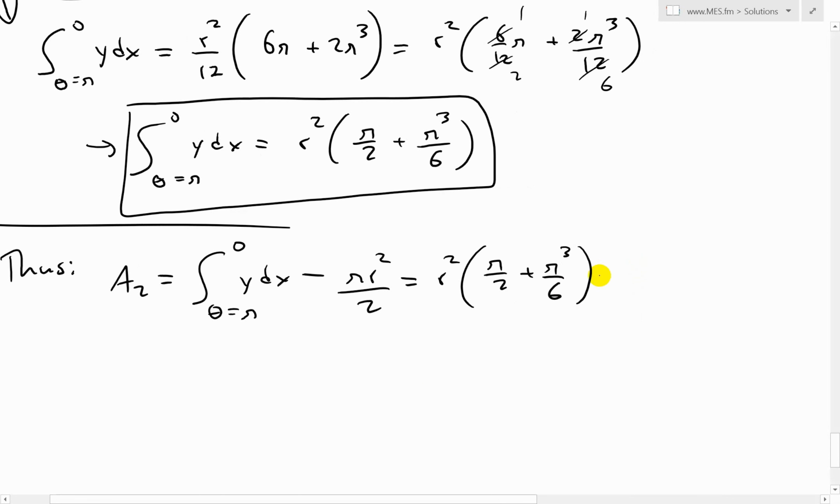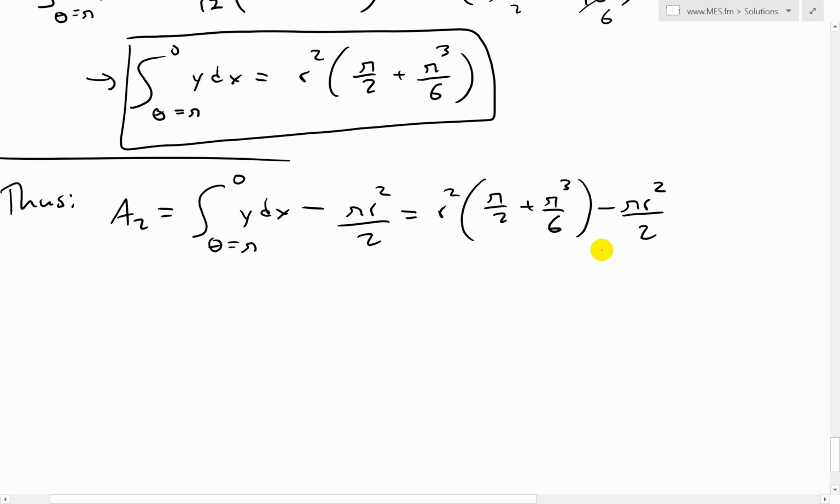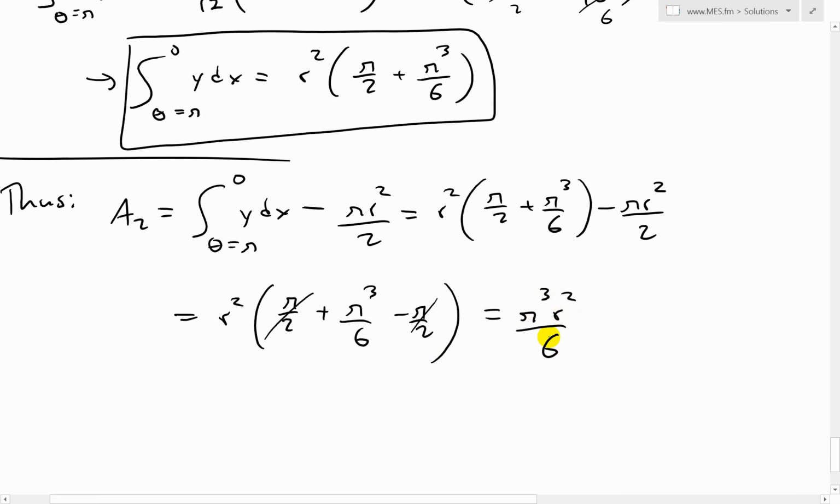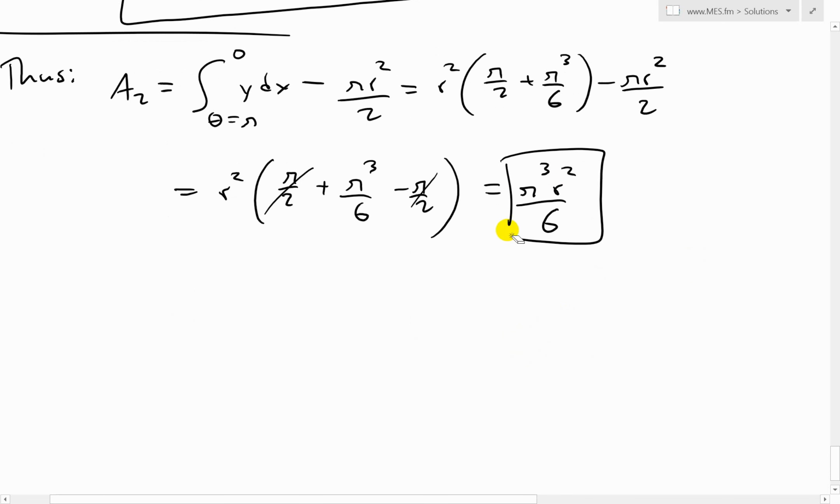Then we're subtracting this pi r squared over 2, that's half of the area of the silo. Now let's factor out the r squared. We get pi over 2 plus pi cubed over 6, and then subtract this by pi over 2. This just cancels, so we're finally left with pi cubed r squared over 6. So that is our area 2.